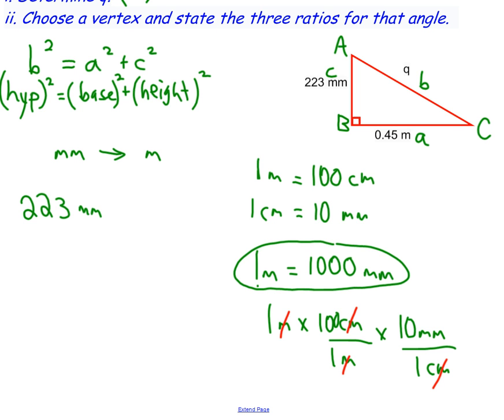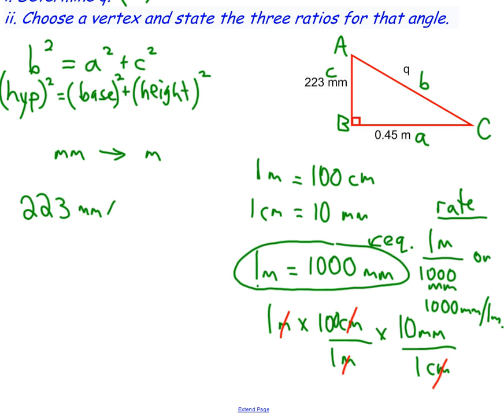Okay, so from that we can write down the rates. This is our equivalence here, and then the rate that would go with that, right beside it, would be again 1 meter for every 1,000 millimeters, or we can write 1,000 millimeters for every 1 meter. So that's what I'm going to do.